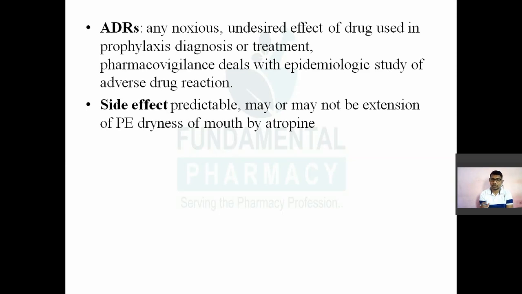If atropine therapy, atropine treatment is going on for someone, then obviously dryness of mouth will be there. So that is a predictable adverse effect and that is known as a side effect. Whatever predictable adverse effect, which may be an extension of pharmacological activity or may not be an extension of pharmacological activity, is known as a side effect. The example is dryness of mouth caused by atropine. Atropine is an anti-muscarinic and that's why it will cause dryness of mouth.